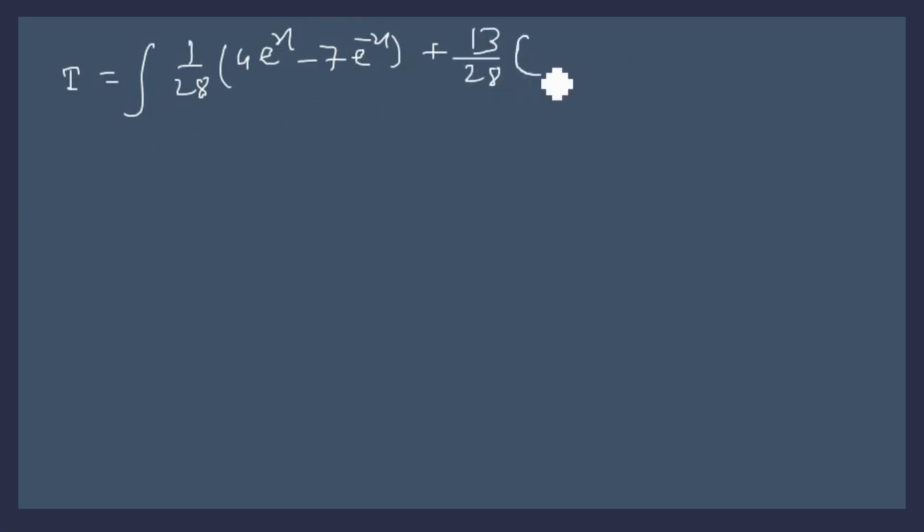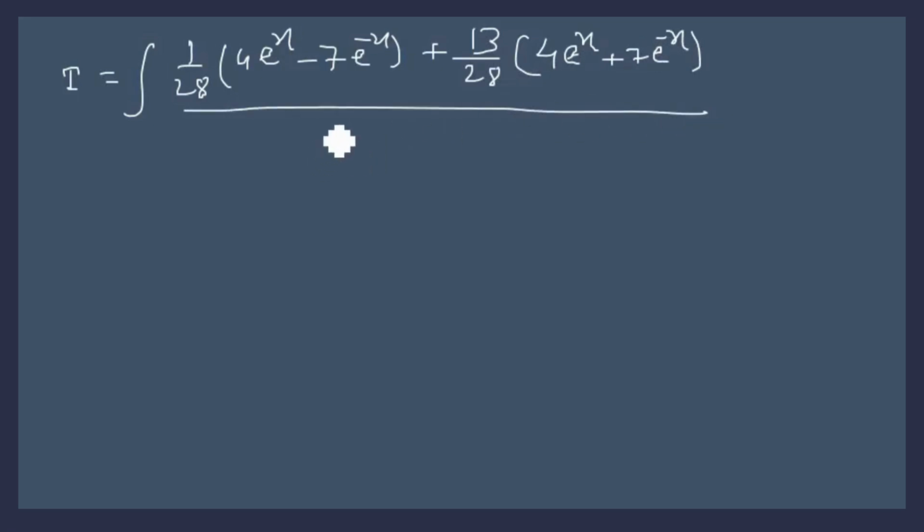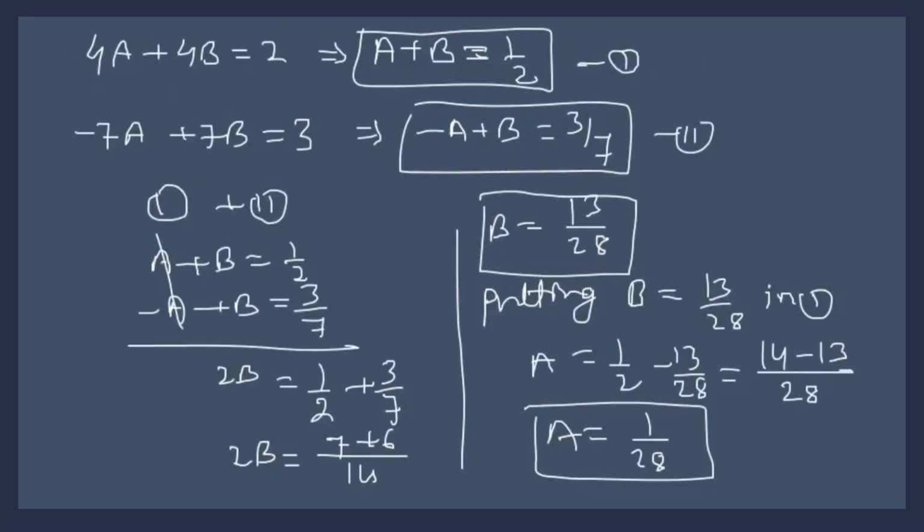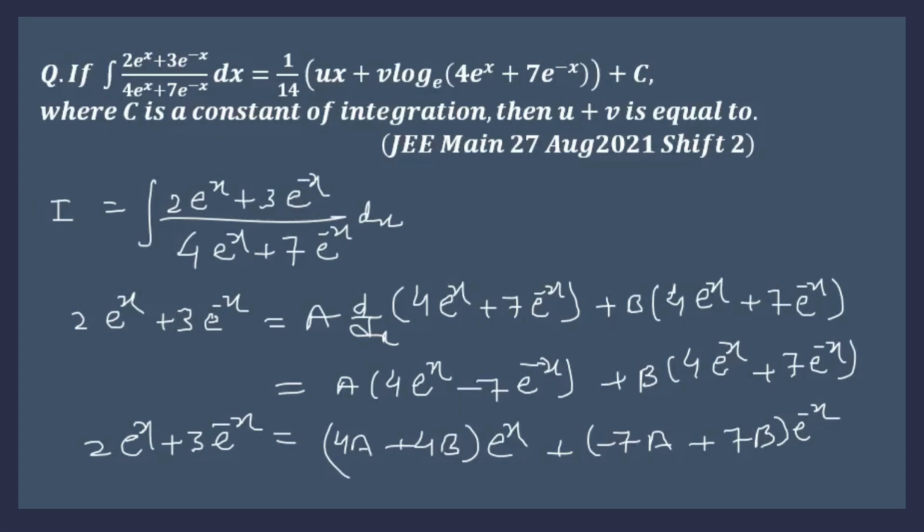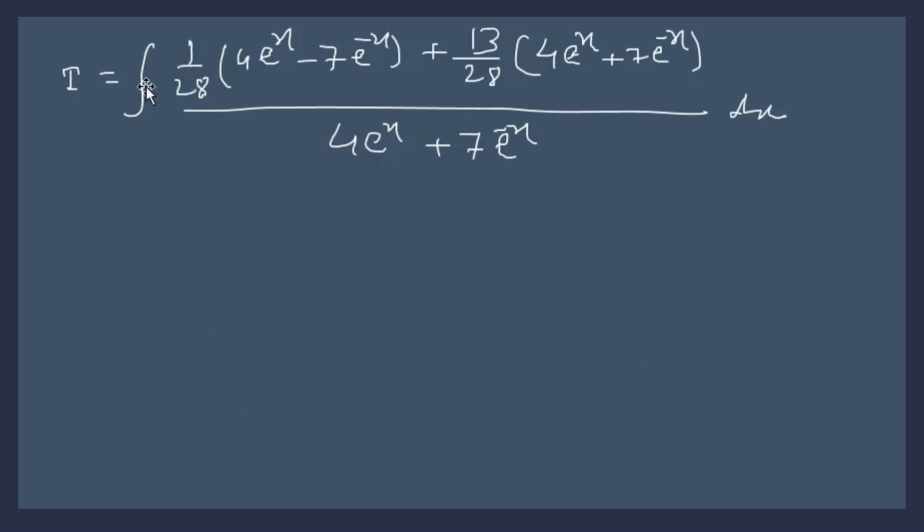Okay, and this is the value of b, and it multiplies 4e to the power x plus 7e to the power minus x, and this whole divided by 4e to the power x plus 7e to the power minus x, dx. For the numerator part, we simplified it this way. So now what I will do here is separate this.